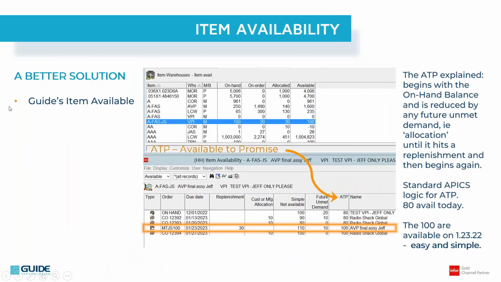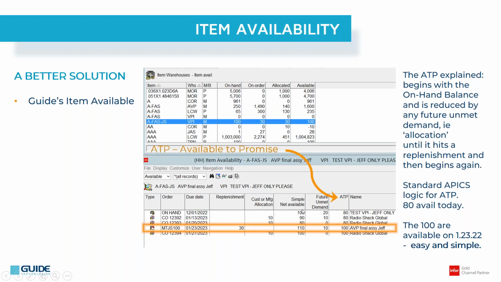So a better solution, that's why we developed this. Take the head math out of it. Click on this, another great workbench, item availability workbench, find the item, broadcast down here. Now we're showing an available to promise inquiry down here. So same part number, but now we're showing this running balance that I was talking about.